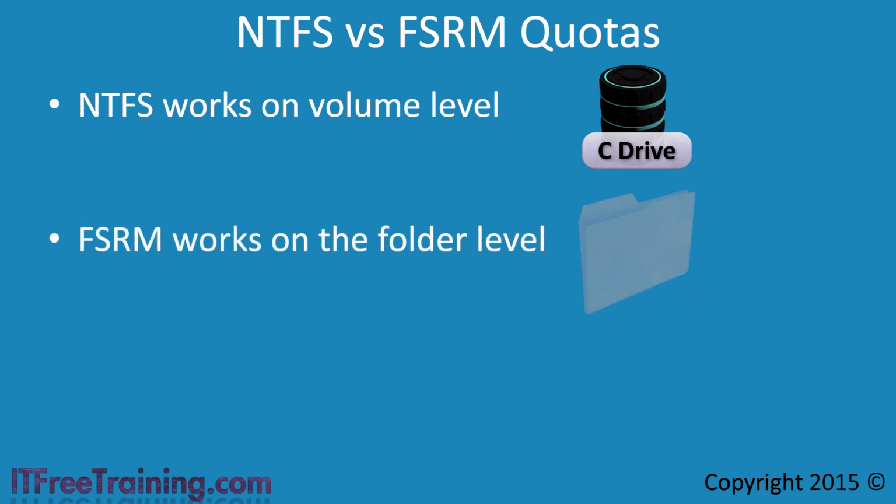FSRM, in contrast, works at the folder level. This is one of the reasons to use it over NTFS quotas. You could, with FSRM, have the users and general data separated into different folders. With the data separated into different folders, all you would need to do in order to configure quotas for users would be to apply quotas to the users folder, which would not affect the general data. Using NTFS quotas, you would need to separate the data onto different volumes to achieve the same result.